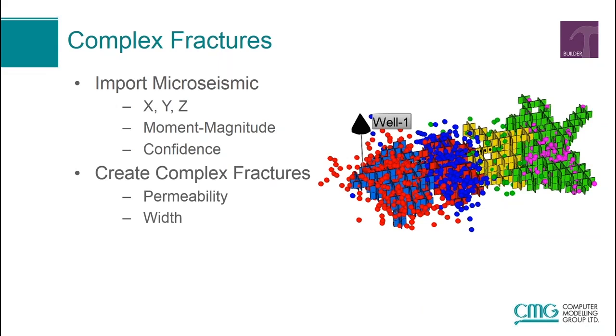In fact, you can also vary the ranges of values to be filtered for each one of these properties you can see here. Some of the events on the outside do not create fractures due to their property values. Fracture width and permeability are then assigned on a per stage basis.